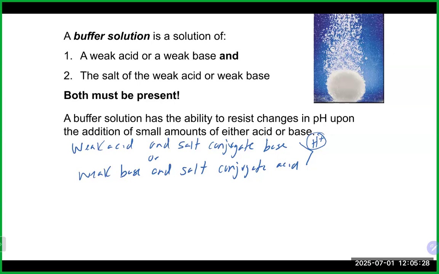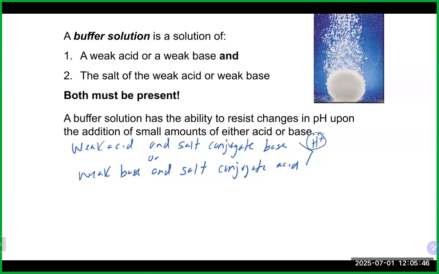Same thing if you made a buffer at a pH of 4 and you added some base to it. It would go up a little bit, but you won't see a big jump in the pH by adding base. So it won't go from a pH of 4 to a pH of 10 or anything like that. Maybe it goes from 4 to 4.1, 4.06, something like that. So it goes up just a little bit.